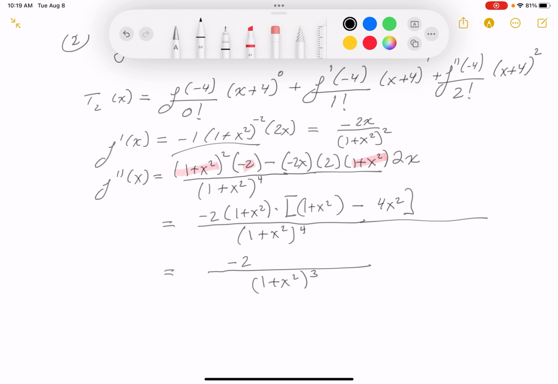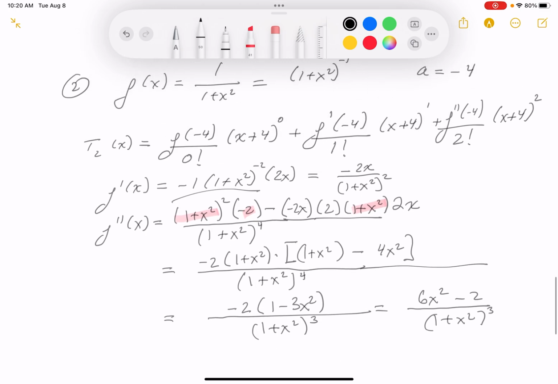What do you get there? Well, you get minus 2. And then what do you get over here? 1 plus x squared minus 4x squared, which is 1 minus 3x squared. I'm going to continue to simplify this, and I'm going to write down 6x squared minus 2 over 1 plus x squared cubed. All right? Here comes the tough part. I got to make some evaluations over here. So I think it's not going to be too bad.